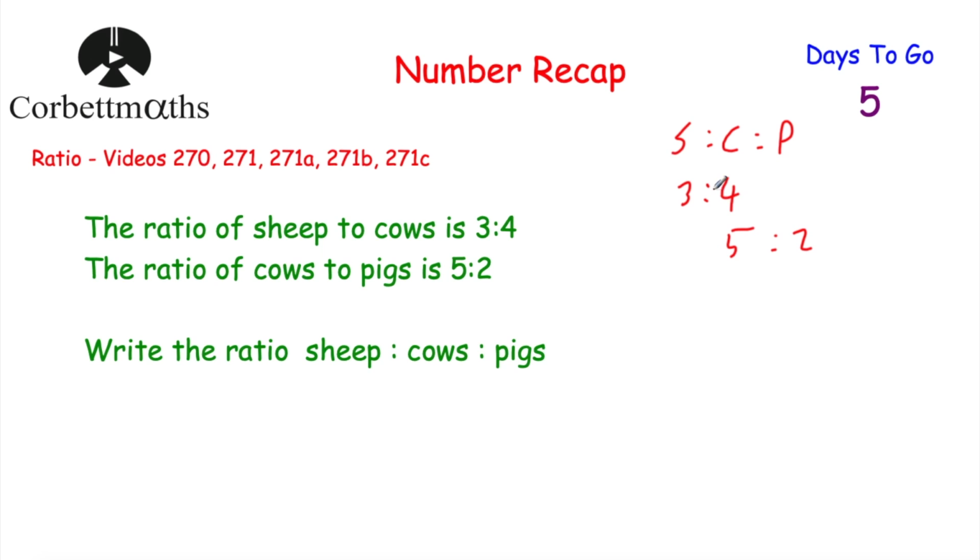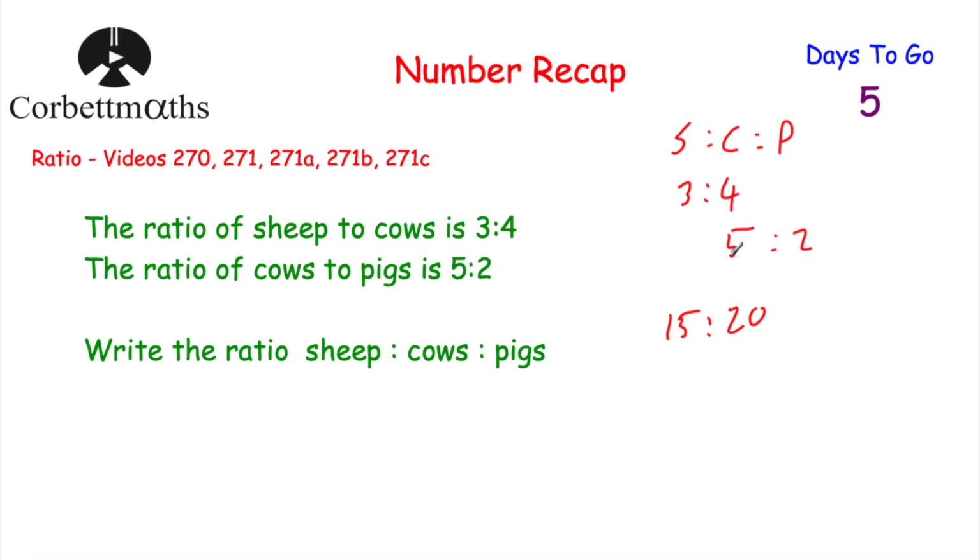Now if we look at these 2 ratios, they both involve cows, so let's find a common multiple of 4 and 5. A common multiple that I'm going to choose is 20. So if we multiply the top ratio, both of these numbers, by 5, we'll get 20 on the right hand side. So 4 times 5 is 20, and 3 times 5 is 15.